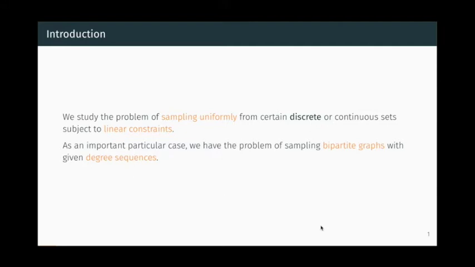So our problem is the following. We're interested in sampling uniformly from certain sets subject to linear constraints. The sets can be discrete or continuous, but for this talk, to make things simple, we're only going to focus on the discrete case. And as an important particular case, we have the problem of sampling bipartite graphs with given degree sequences. So this is the example that I want you to keep in mind throughout the talk.